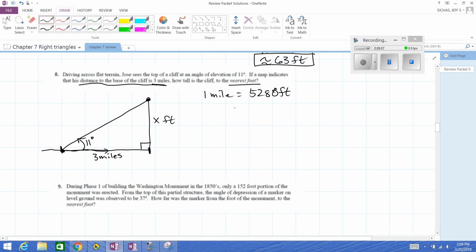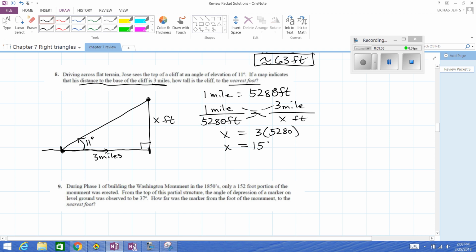I like to do proportions, but you don't have to. I'm going to say 1 mile for every 5,280 feet. And what I have right now is 3 miles. So then we call that x feet. Most of you could probably figure out it's just 3 times 5,280. But I like to give students a system to use. It is, in fact, multiply. And that's 15,840 for the feet.